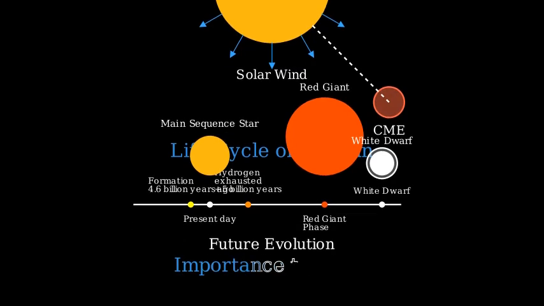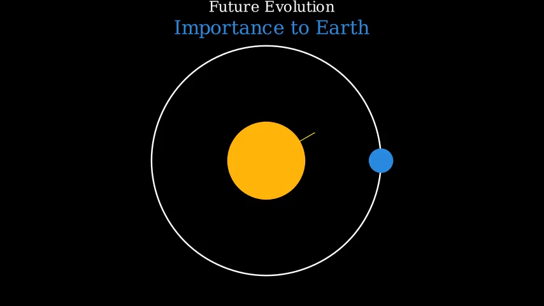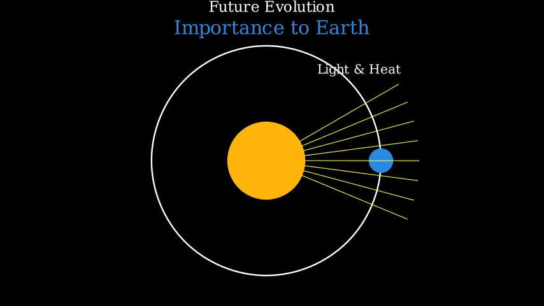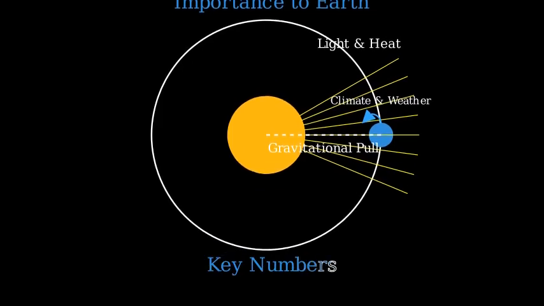The sun is vital to life on Earth. It provides the light and heat necessary for life to exist. The sun drives Earth's climate and weather systems, and its gravitational pull keeps Earth and all other planets in their orbits.